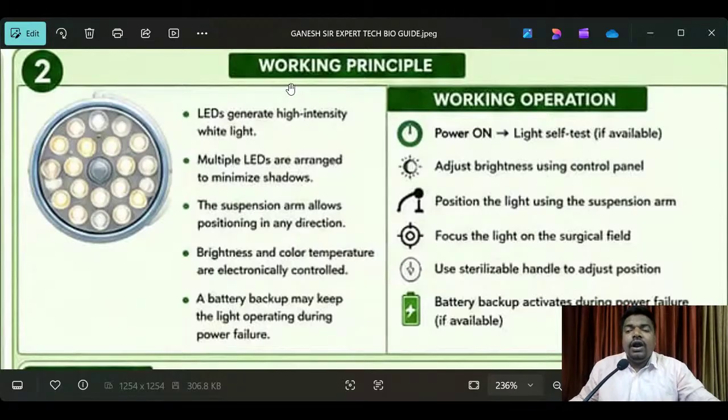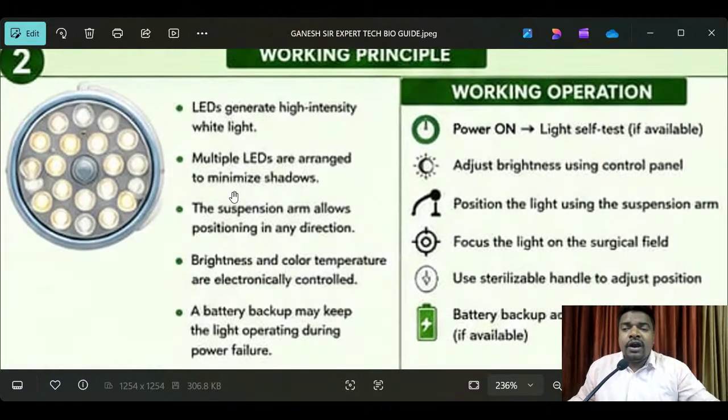OT light working principle. I'm going to read out now. Listen carefully. Now we see the LED type. So CFL and LED types we have in the operation theater, but I will give you both comparisons also. First of all, let me finish this working principle. Engineers, listen carefully. I'm going to read out, so watch my session. If it is visible, okay. If it is not visible, tell me. I'm going to zoom now.